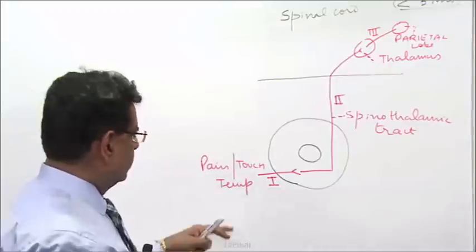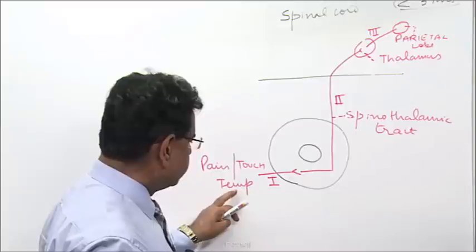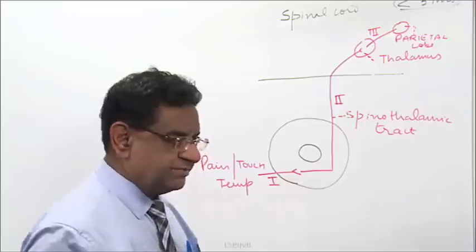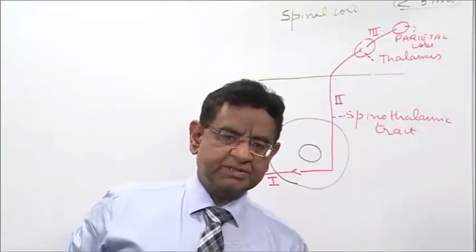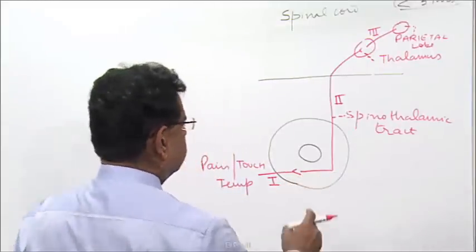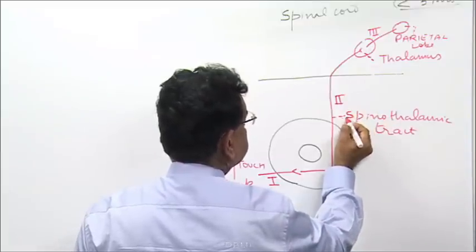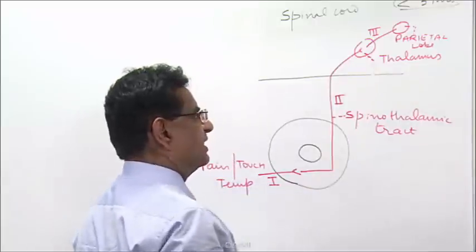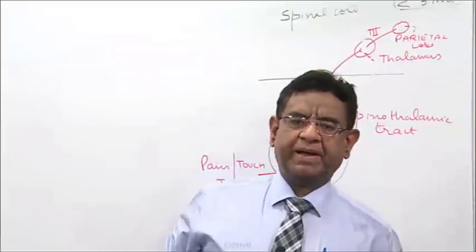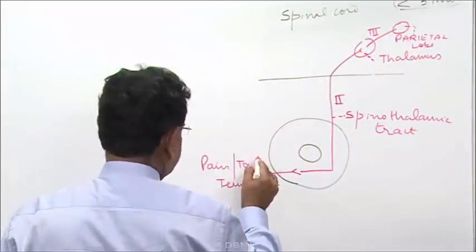So, a quick revision of what we discussed just now. We have pain, touch and temperature. These fibers enter the spinal cord, they relay on the same side. Second order neuron, they travel up, they go across to the other side, they travel upward via the spinothalamic tract, and second order neuron, they relay at thalamus, and the third order neuron, they go to the contralateral parietal lobe. Got it? अब ये एक फर्स्ट एमसीक्यू है.